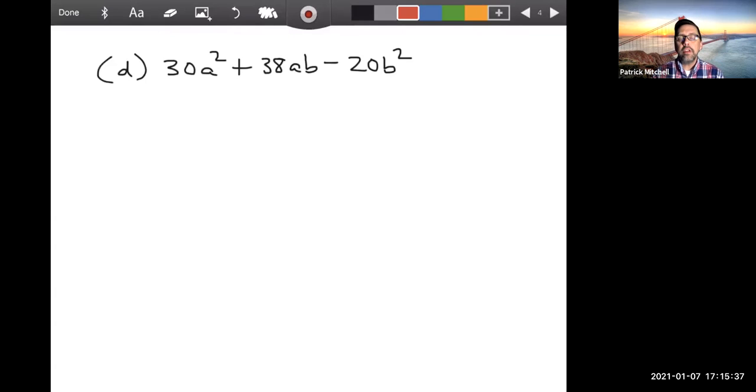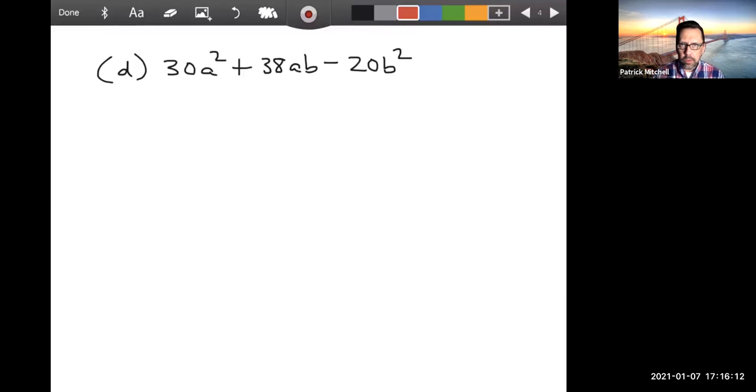30a squared plus 38ab minus 20b squared. So look back at every single thing we did in the last couple of examples, and notice that we have this a squared, ab, b squared pattern, which we have talked about, I think, twice before. Whenever you're ready, go ahead and pause the video, try this one, and then come back and compare notes.